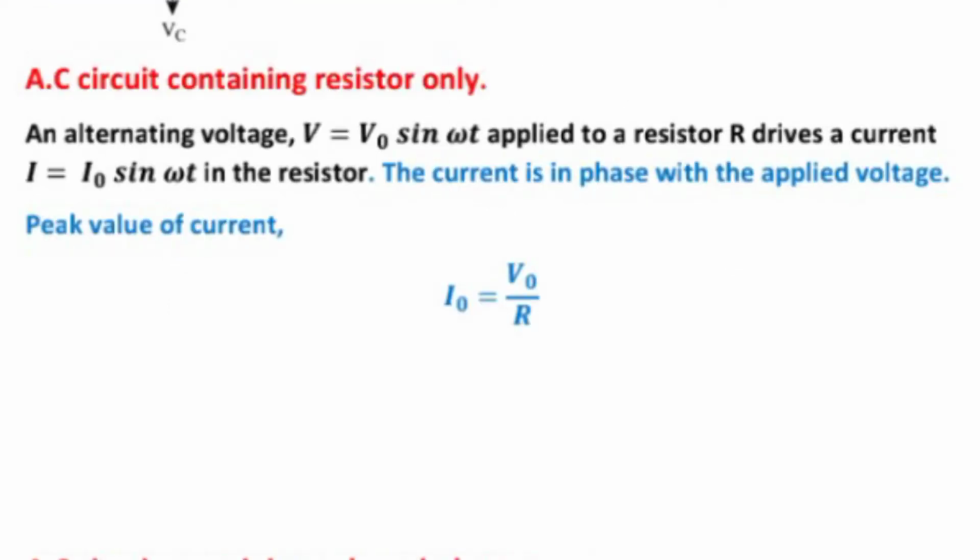AC circuit containing resistor only. An alternating voltage V equal to V0 sin omega t applied to a resistor R drives a current I equal to I0 sin omega t in the resistor. The current is in phase with the applied voltage. Peak value of current I0 equal to V0 upon R.